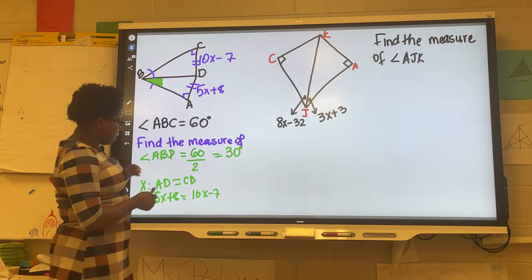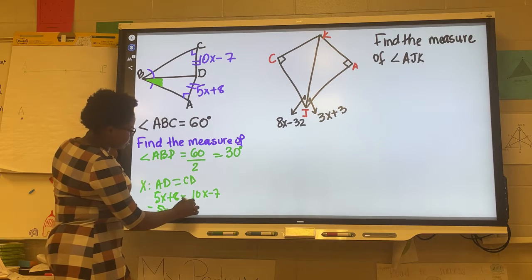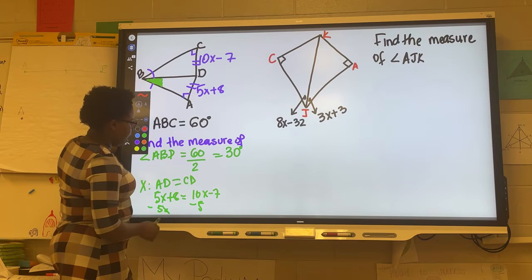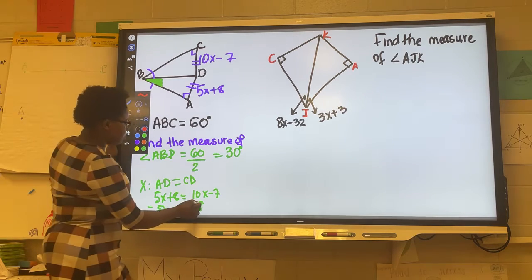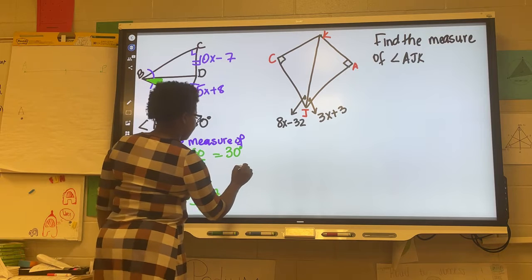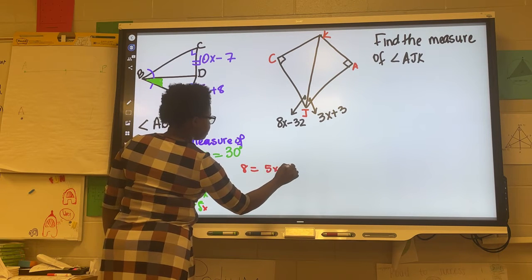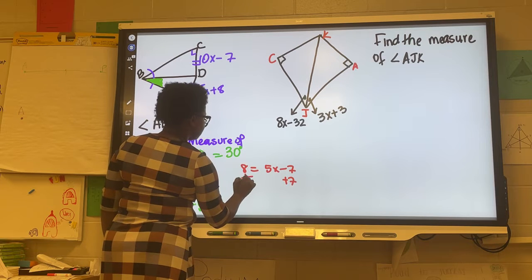So let's subtract 5x from both sides, and we're going to add 7 to the other side. So let's go. So we're going to have 8 is equal to 5x minus 7. We're going to add 7 to both sides.